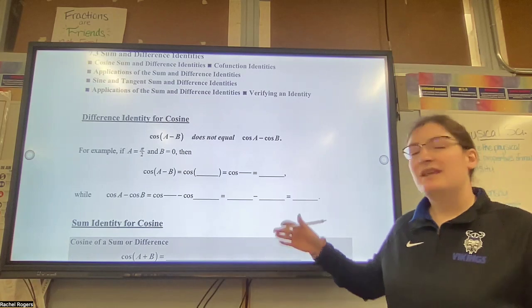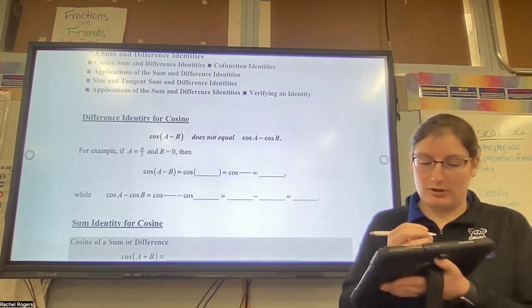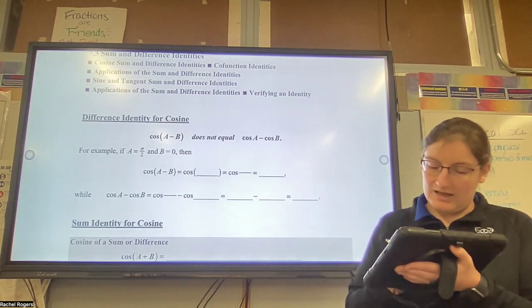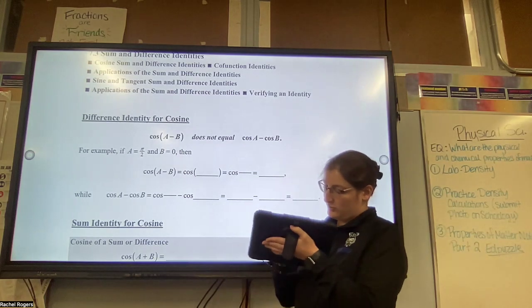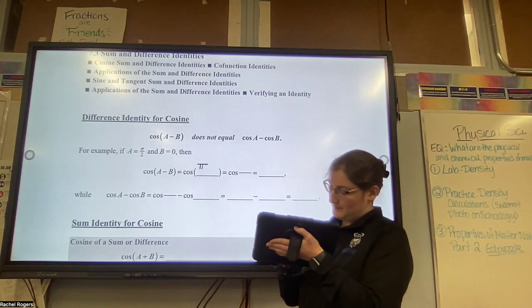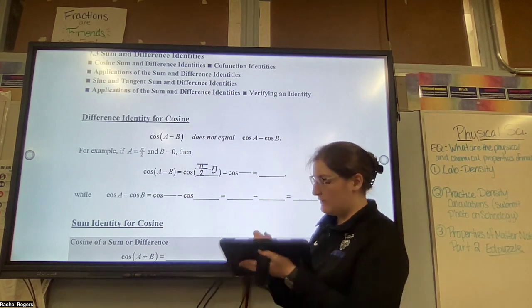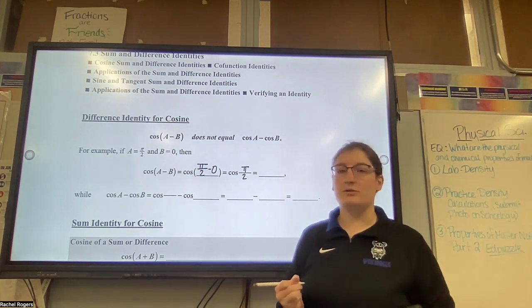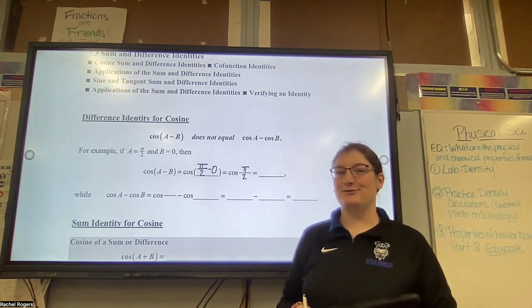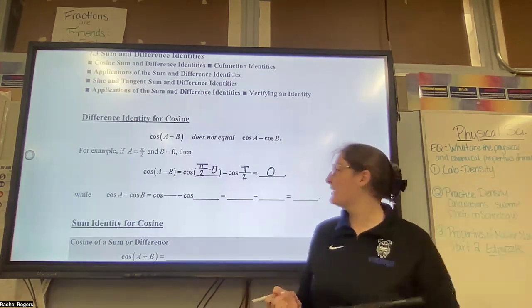So for example, if A was pi over 2 and B was 0, then cosine of A minus B is equal to cosine of pi over 2 minus 0, right? And what's the cosine of pi over 2? Zero. Yes, 0, right?